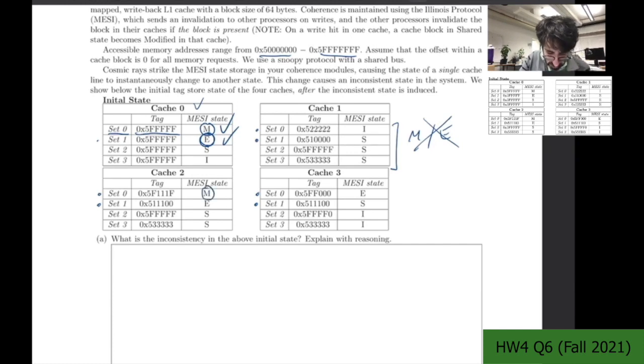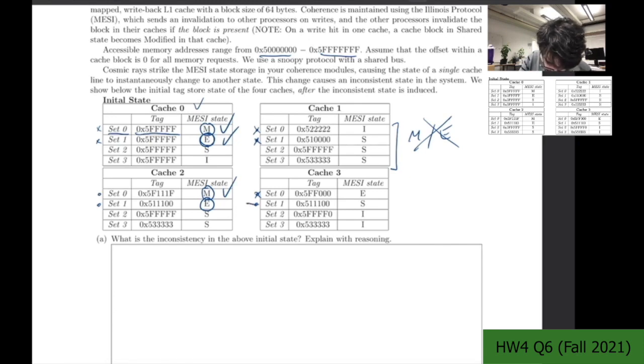So okay, let's check this cache line. Let's check if it's in cache 0. It's not in cache 0. It's not in cache 1, and it's not in cache 3. So this should be okay. This cache line is in an okay state. Let's check the next one, that is set 1 in cache 2. Let's do the same. We can see that it's not in cache 0 set 1. It's not in cache 1 set 1. But it is in set 1 of cache 3.